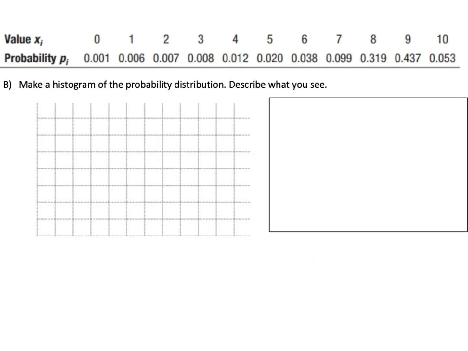Next, we're asked to make a histogram of the probability distribution. Okay, so on the x-axis, this is where I'm going to put my random variable, which are APGAR scores. And on the y-axis, this is going to be my probability. And as I scan my values, I see that my highest value is 0.437. So I definitely could count probably by tenths here.